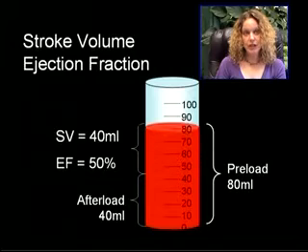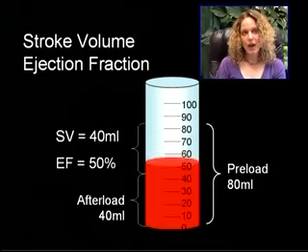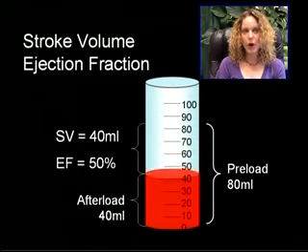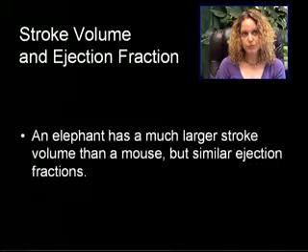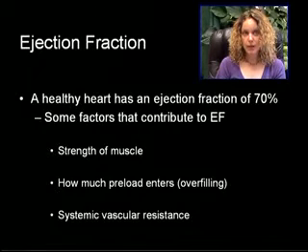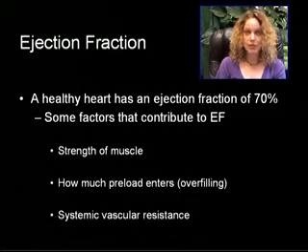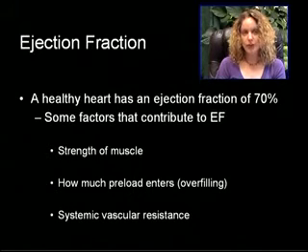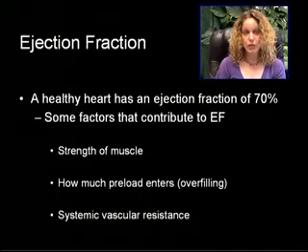Measuring the ejection fraction can be easily done in an echocardiogram, and this is how we may diagnose congestive heart failure. An elephant has a much larger stroke volume than a mouse, but similar ejection fractions. A healthy heart has an ejection fraction of about 70%. Some factors that contribute to ejection fraction are the strength of the heart muscle, how much preload enters the heart, and systemic vascular resistance.